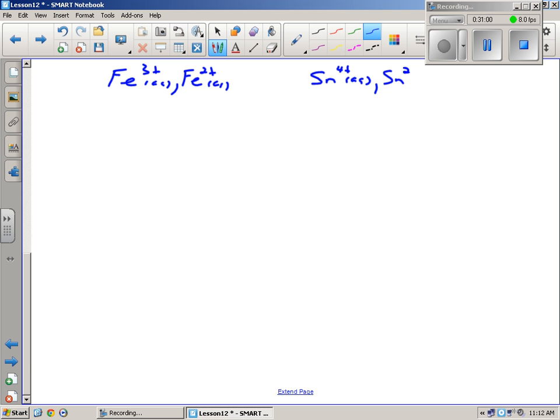Tin 2 plus. Okay, well, looks like so far I don't even have a solid electrode here, do I? I don't have any solids here. That's okay, not a big deal. But I've written down what tin 4 plus can turn into tin 2 plus, or tin 2 plus can turn into tin 4 plus, depending on which way I write that equation. And I know iron 3 plus turns into iron 2 plus, or iron 2 turns into iron 3, depending on which way I write that equation.